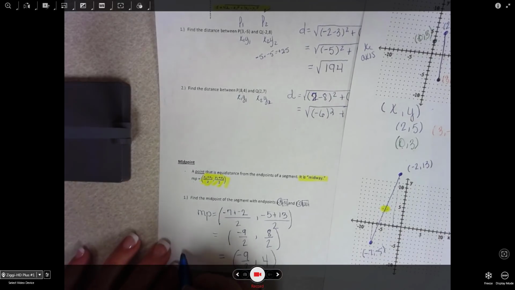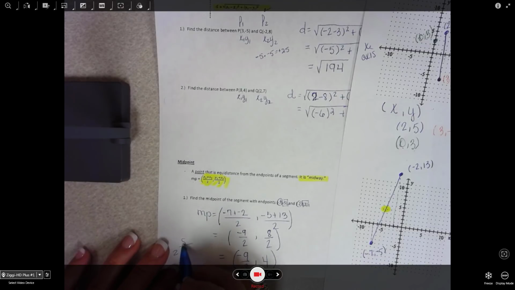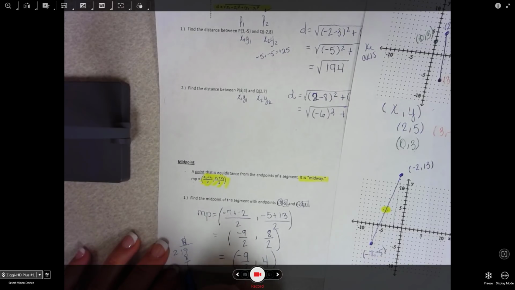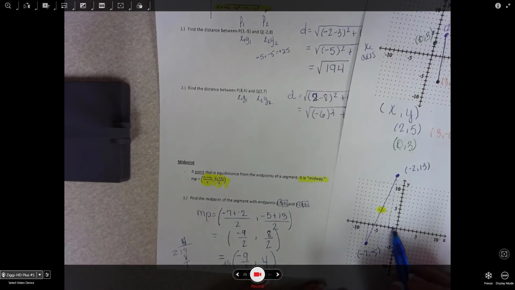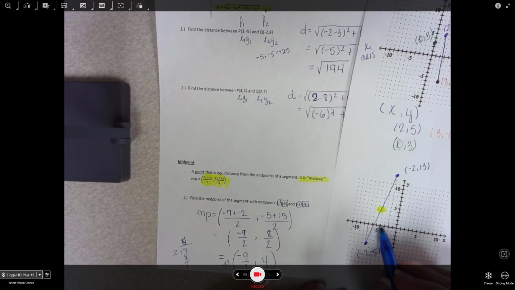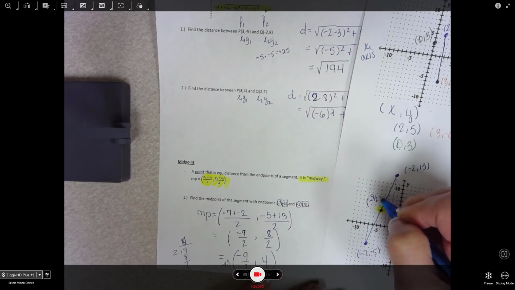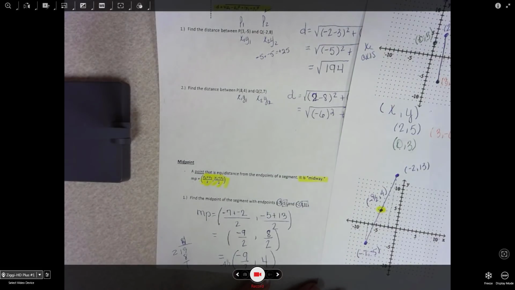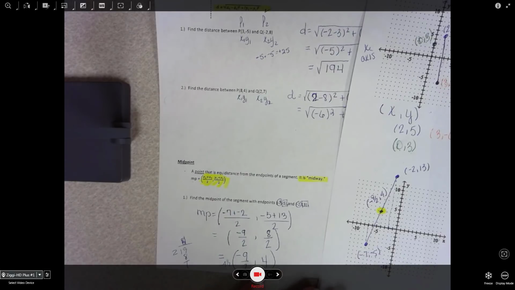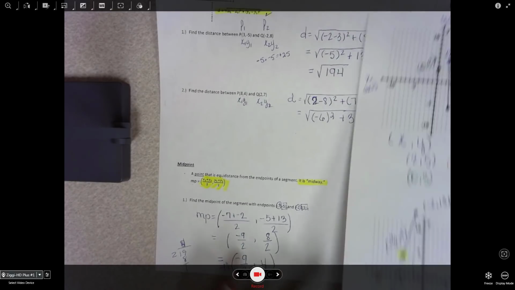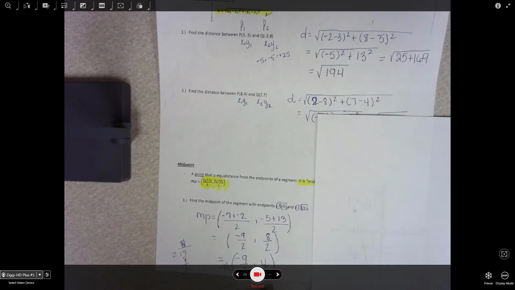Negative 9 halves would be negative 4 and 1/2. So negative 4 1/2 and then up 4 puts me right back on that line, doesn't it? Yeah, using our midpoint formula. So let's do another one. One more.